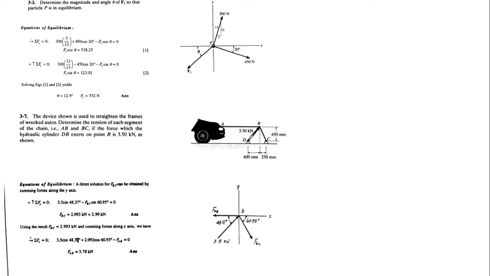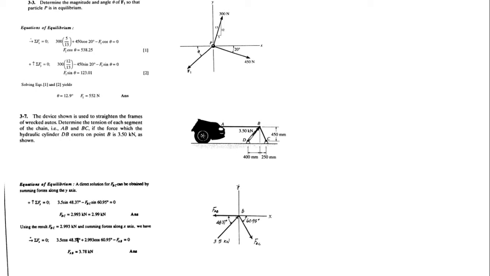So look at the coordinate system, the xy coordinate system. The origin is lying at point P. One force is acting in the first quadrant, 300 Newton, with orientation given as 5, 12, hypotenuse 13. What about the other force? It's 450 Newton, and its orientation is given as 20 degrees. And the other force is F1, and its orientation is theta.